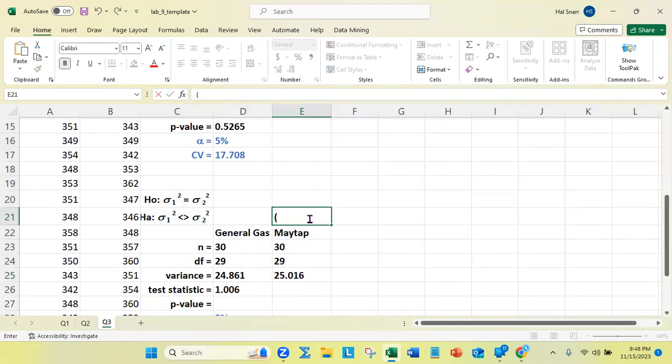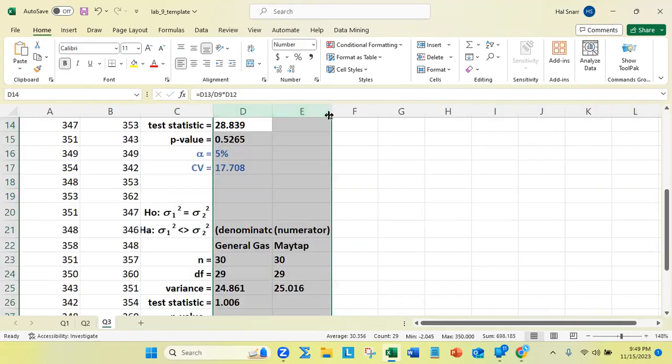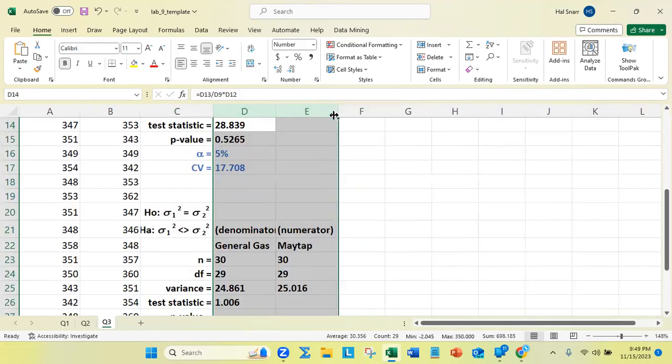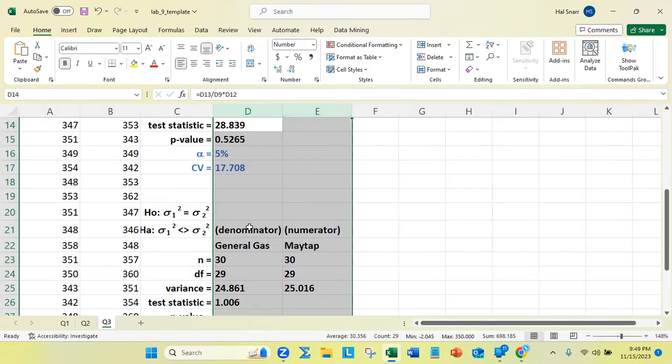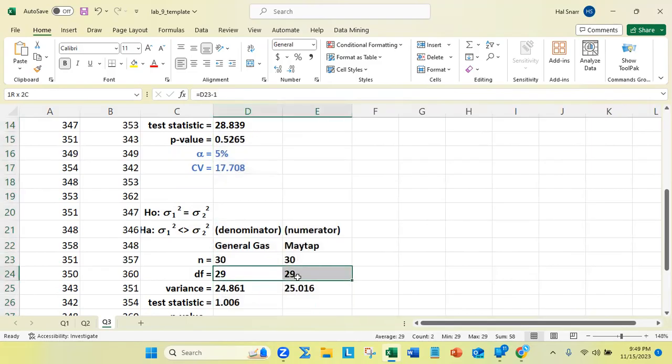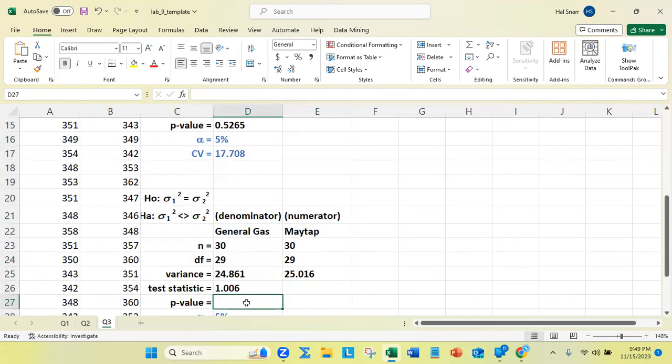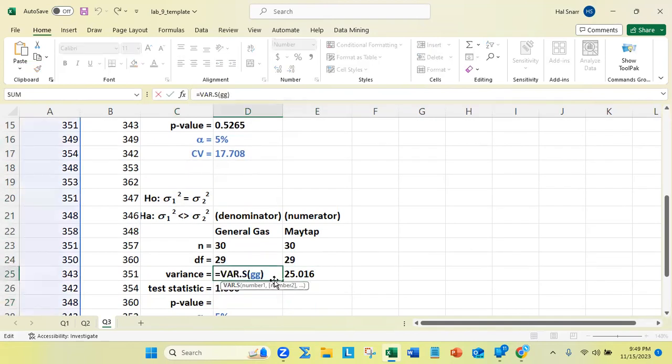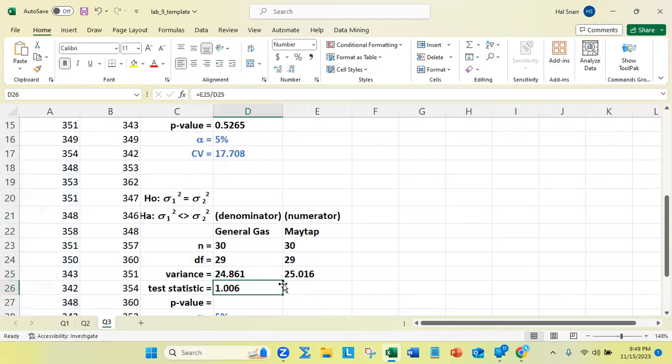So up here I'm going to put in parentheses numerator. And then here I'm going to put in parentheses denominator. That doesn't really matter because our degrees of freedom are the same, right? I'm only doing this if our degrees of freedom are different, but they're both the same because both sample sizes are 30. So this is our biggest one. So that goes in the numerator of the test statistic. And this is the smaller of the two variances. So it goes in the denominator of the test statistic, right?